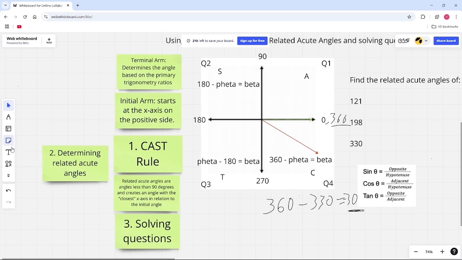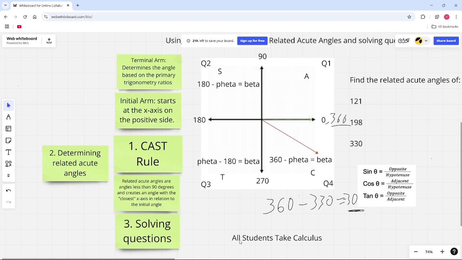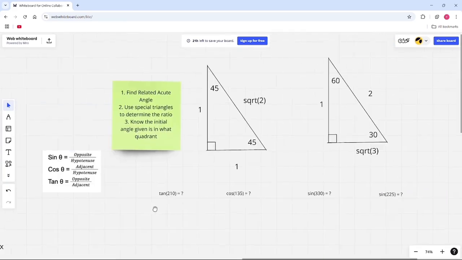Now, an easy way to remember this CAST rule is we start from quadrant 1 to quadrant 2 to quadrant 3 to quadrant 4. I like to follow this acronym: all students take calculus. So the beginning letter of each word, A, S, T, and C, essentially represents all, sine, tan, and cos. Now let's take a look at some questions. So these ones over here.